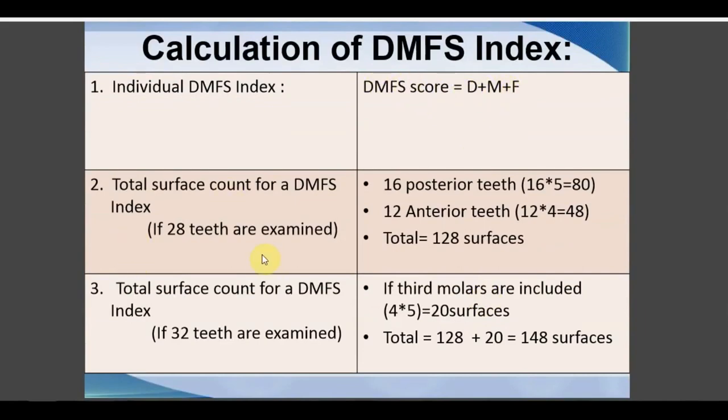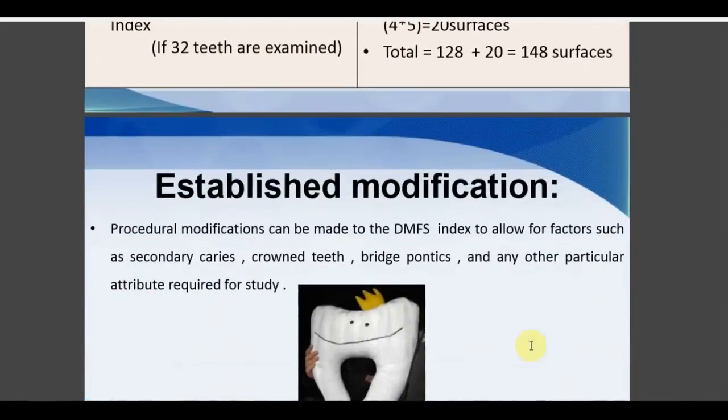So how many surfaces will there be? In DMFT, there will be a maximum of 28 or 32. But in DMFS, if it is 28 teeth, there will be 128 surfaces. How: 16 into 5 becomes 80. That is the molars and premolars, 2 molars and 2 premolars in one quadrant, so a total of 14 teeth, each with 5 surfaces, so 80. And 3 teeth, central, lateral, and canine, in one quadrant: 4 into 3 is 12, into 4, 48. So 80 plus 48 is 128. If it is 32, then 20 will be added for the 4 molars, which becomes 148 surfaces. So 0 to 28 or 0 to 32 is the DMFT score, and 0 to 128 and 0 to 148 is the score of DMFS.